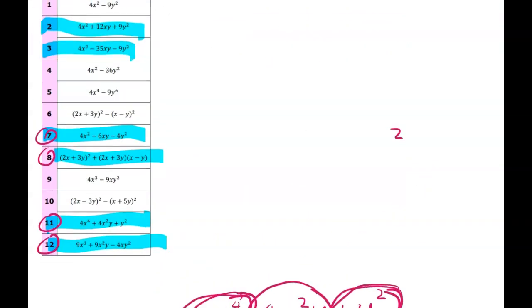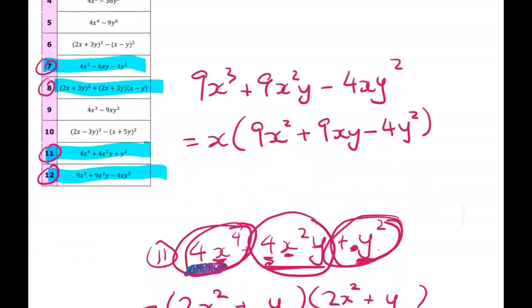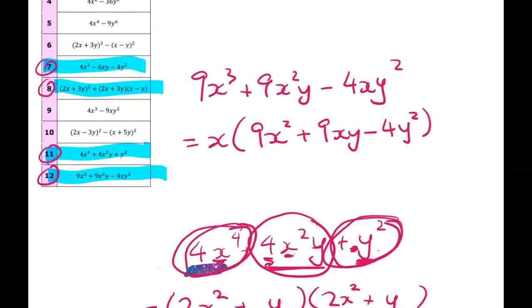Right, what about the last one? Well, I've got 9x cubed plus 9x squared y minus 4xy squared. This time I have got a common factor, and it's an x. And it's hard to see what's going on until we've dealt with that. But if you look at this one, it looks like this is maybe not going to be a perfect square pattern.